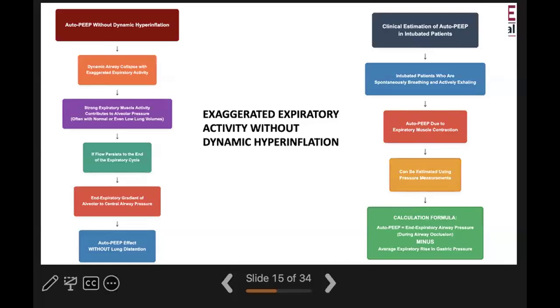You can't see this auto PEEP by end expiratory pause in the ventilator. This is just a clinical scenario. If you feel that the patient's expiratory activity is too high, then you can just sedate, paralyze the patient, because this could also aggravate the auto PEEP and can cause a worsening of the auto PEEP by air collection in the next breaths. Okay.